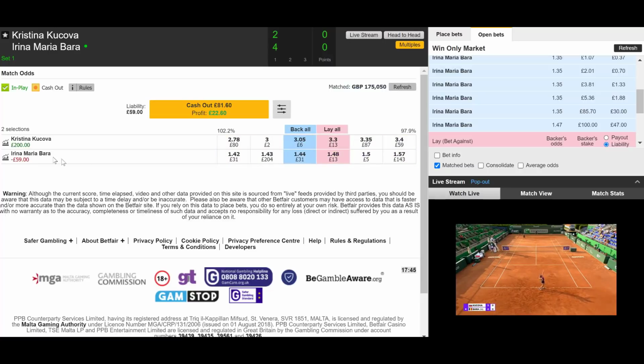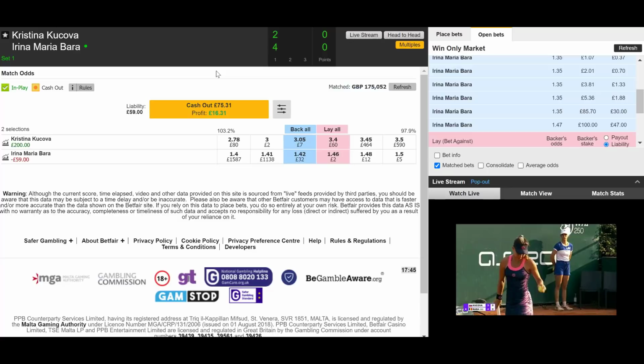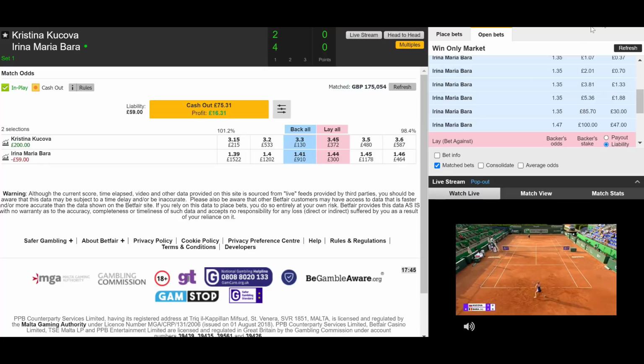So obviously it's great. Look, we've managed to lower the liability somewhat in this trade, but now we should aim to take a decent profit from this. So anyway, let's see. Maria's serving right now. Let's see how this one goes.